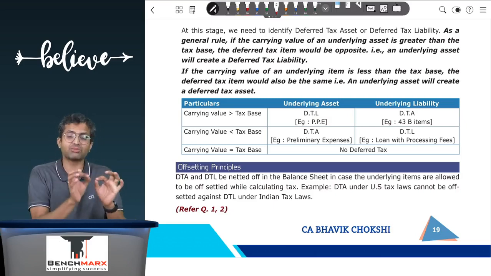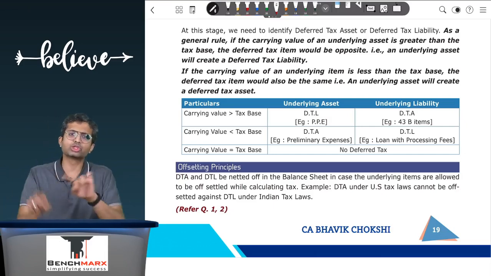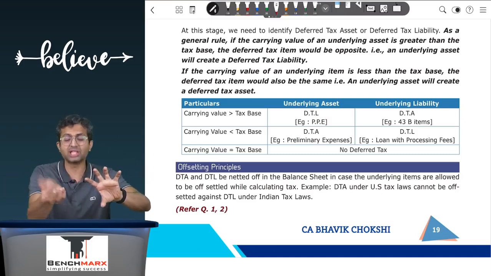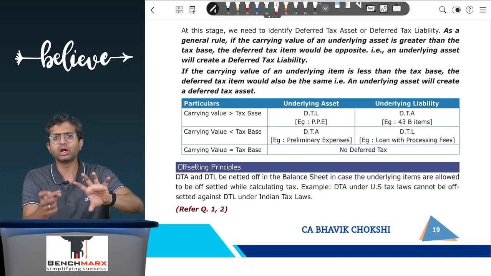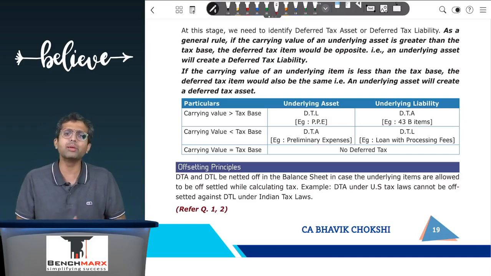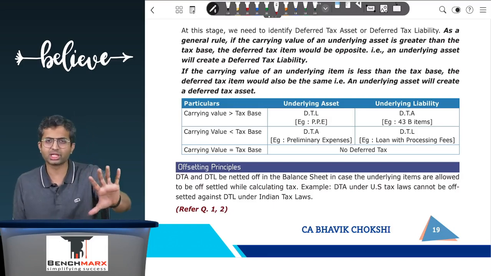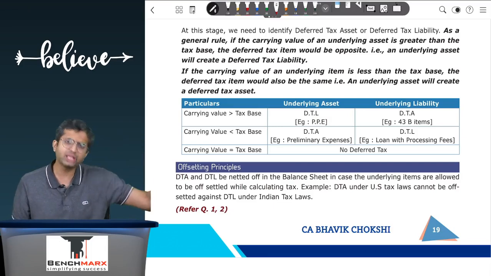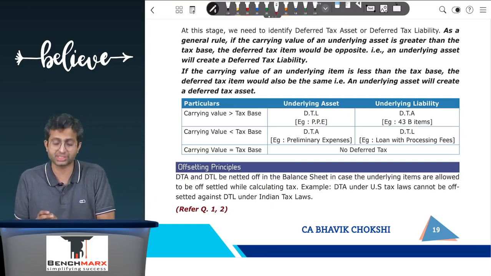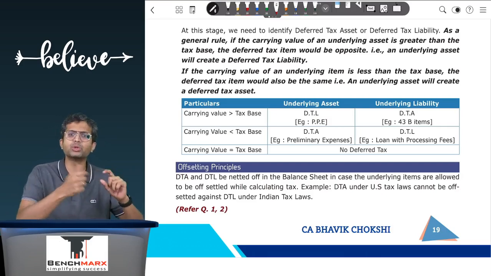So if the carrying value of the PPE is greater than the tax base, the answer is always opposite, which means if the carrying value is greater than the tax base, the answer is opposite. So over here there will be a deferred tax liability. For an underlying asset, a liability will be created. On the other hand, if the underlying item is like a loan, which is a liability, and again the carrying value is greater than the tax base, the answer is still opposite, that is there will be a deferred tax asset.